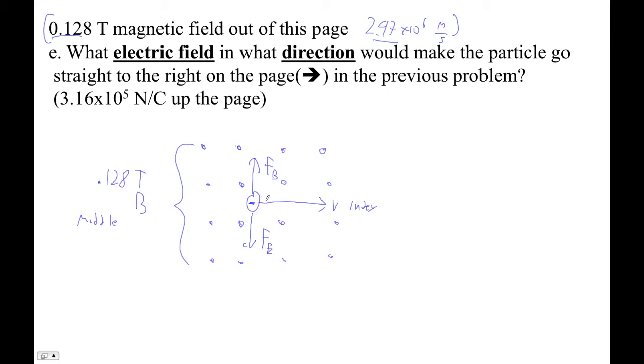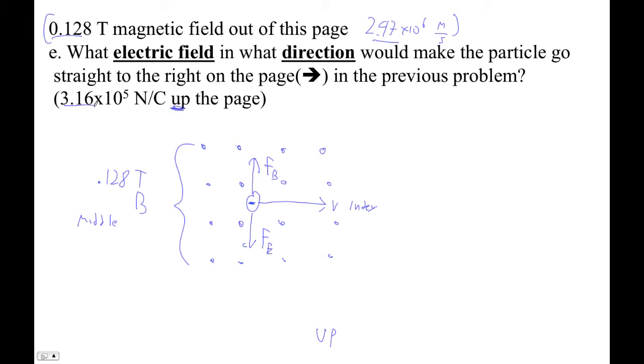Now, let's think about this. To exert a downward force on a negative charge, your electric field would have to actually be up the page. It's like, it's too many reversings, right? But anyway, there it is. So the magnetic force is up the page. You want the electric force to be down the page. And remember, the electric field up the page would exert a downward force on a negative charge. Negative charges are always backwards. So we've got up the page, right?